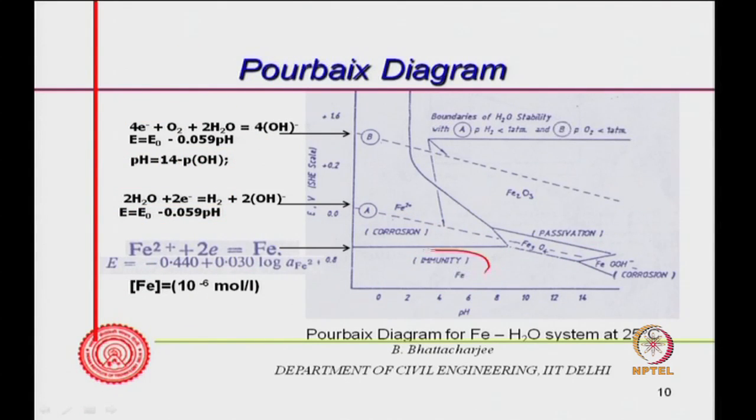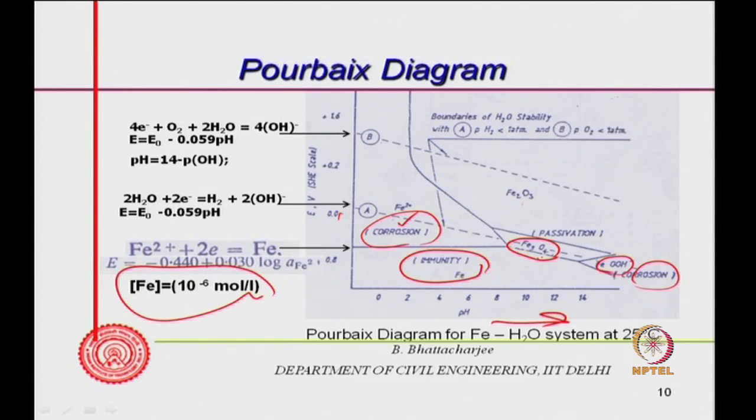Here in this zone, iron concentration is very little and thought to be the immune zone. In this zone, iron concentration is relatively high, and he arbitrarily chose this value. If it is more than that, this is corrosion, where this ion is stable. In this zone, this species Fe3O4 is stable, and so on and so forth. So, zones of pH and potential combination where various products are stable, or possible product formation that can take place, can be seen from the Pourbaix diagram.